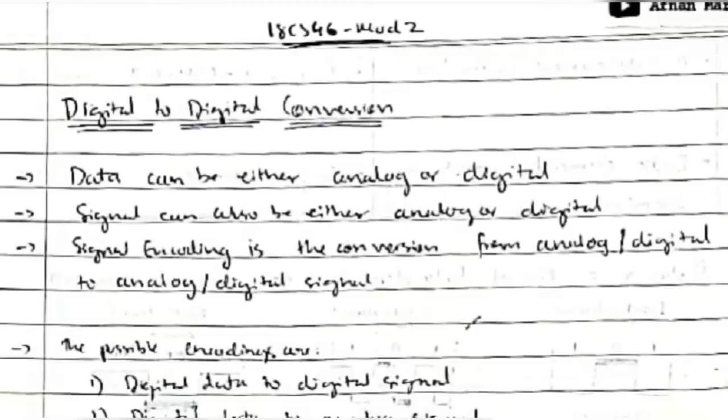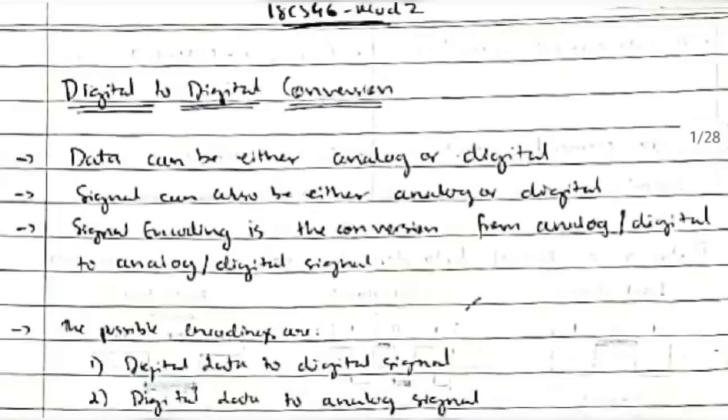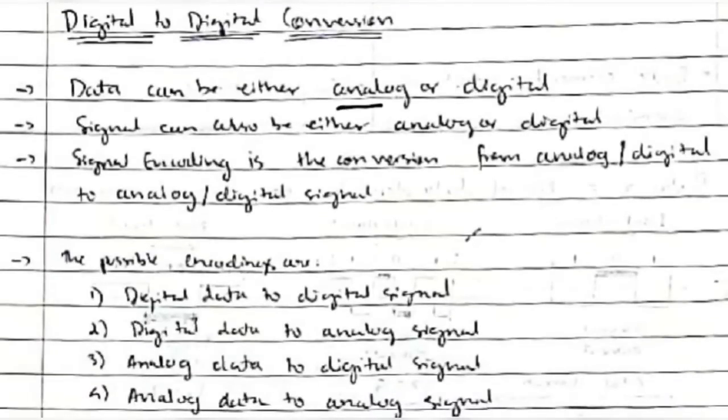The first topic is digital to digital conversion. This is about digital data to digital signal conversion. Here, data can be either analog or digital. Analog means the normal continuous signals, and digital means either 1 or 0. This type of signal is known as digital, and this is an analog signal. Data can be represented in either of these forms.